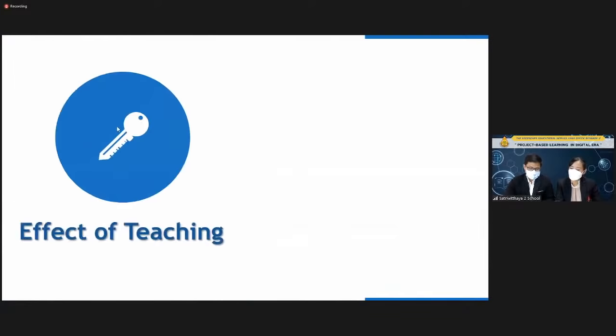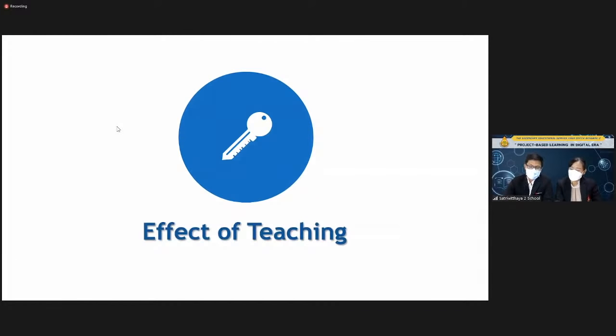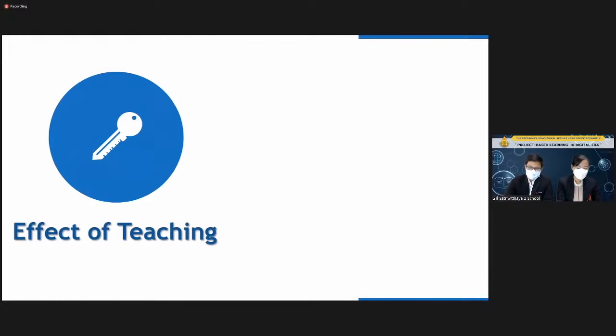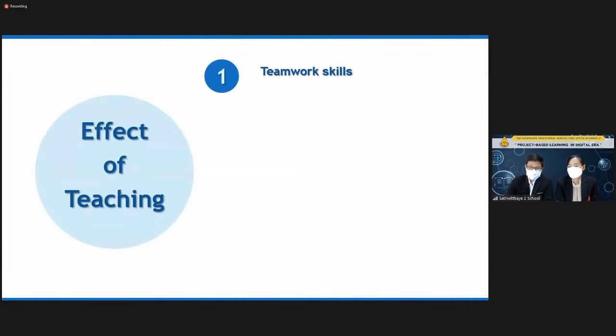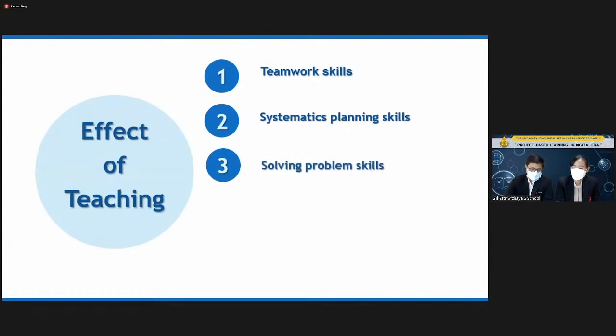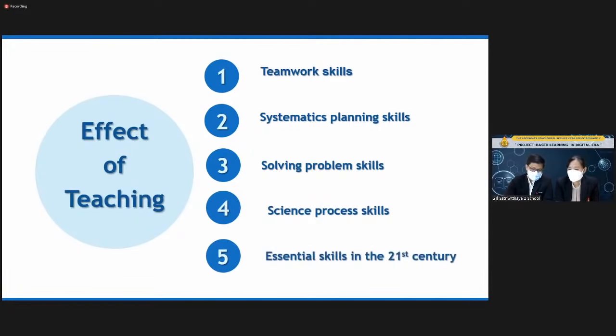Next, I will tell you about the effect of teaching with PBL. Students are able to construct a body of knowledge to practice and create innovation. In addition, students also have the following skills. Number 1, teamwork skills. Number 2, systematic planning skills. Number 3, problem solving skills. Number 4, science process skills. And number 5, essential skills of the 21st century.